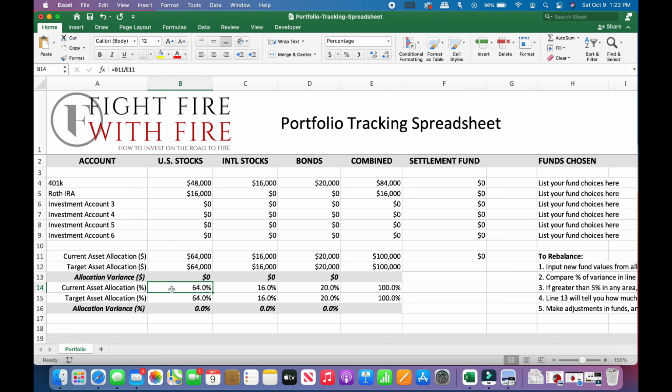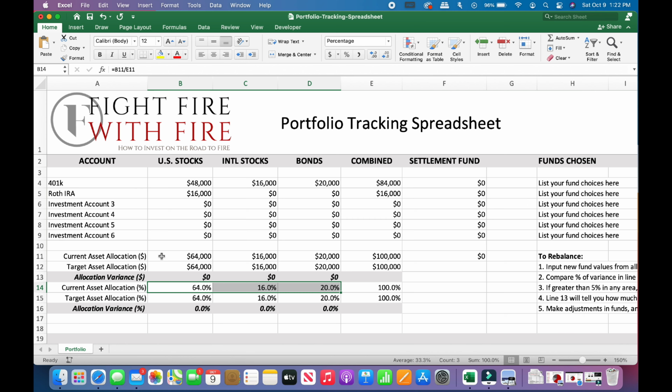This line above it will tell you where you actually are. Being that we just put these numbers in, it lines up perfectly. That's probably not how yours is going to look at the first point, so don't worry too much about that. We're going to go through an example of when it changes and how that looks as it changes and what we can do with that. And that's the purpose of rebalancing.